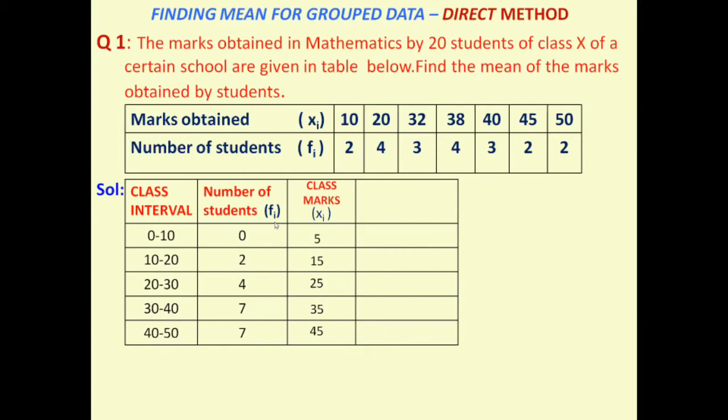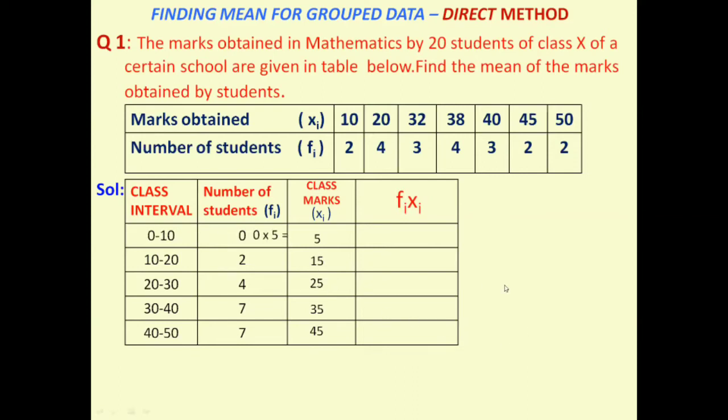Next, what to do here? We have f and x. Now in the last column we have to write fx. As we did previously for grouped or ungrouped data, we have to do the same here also. To find fx, we have to multiply f and x only.